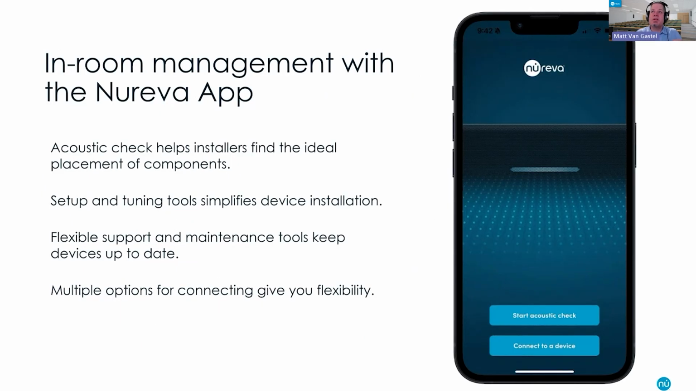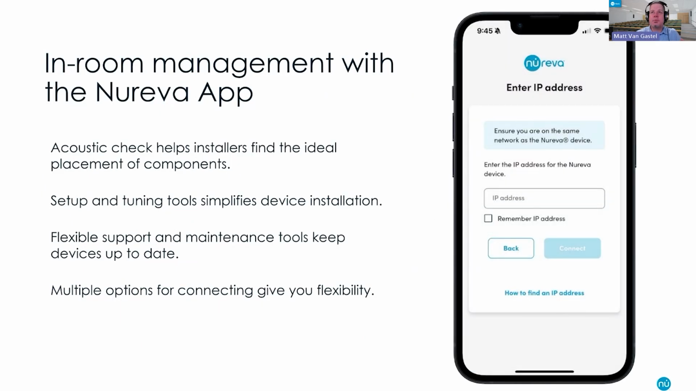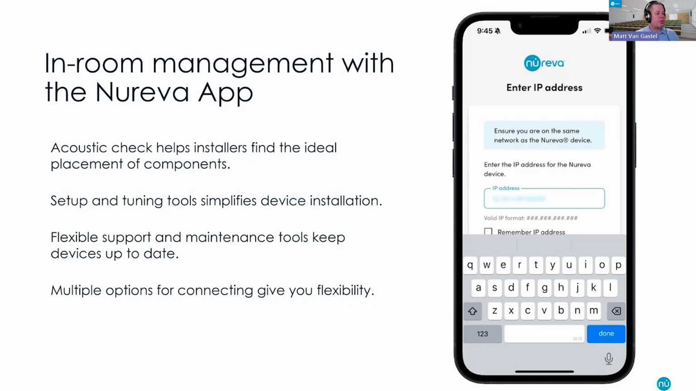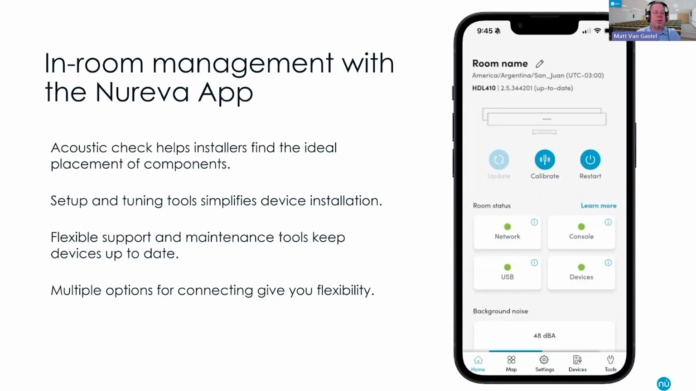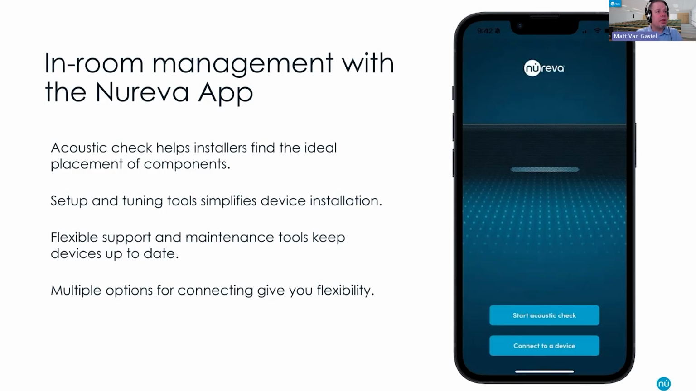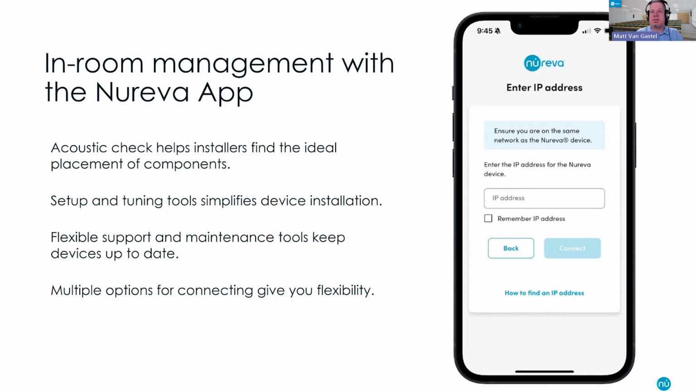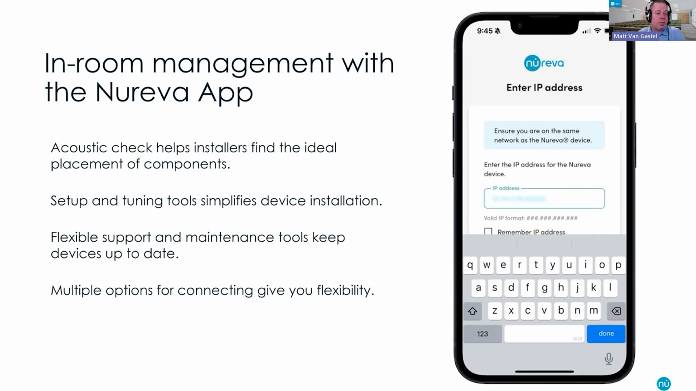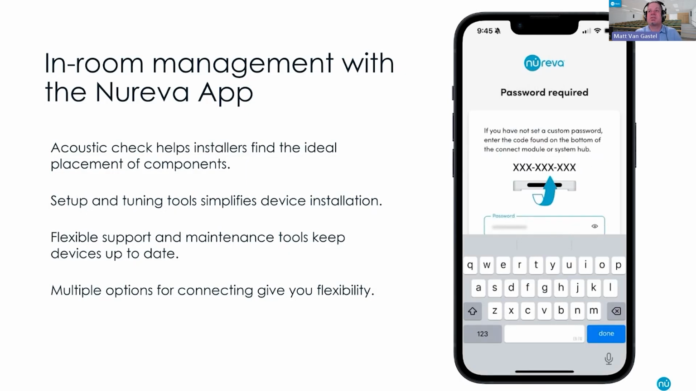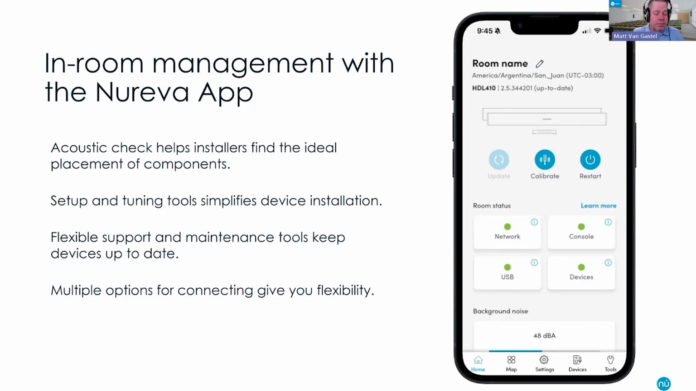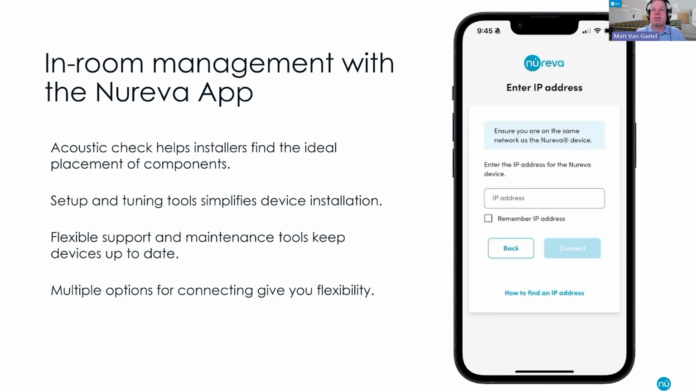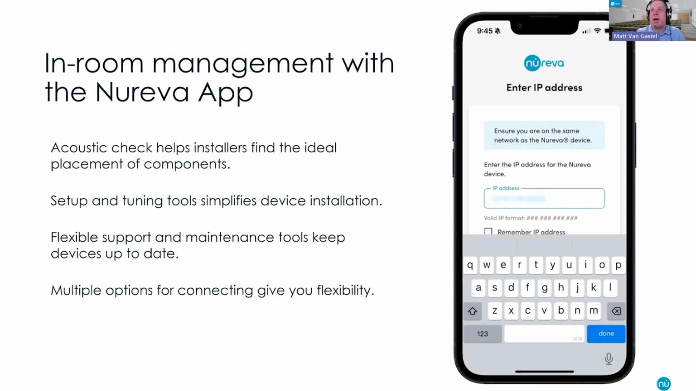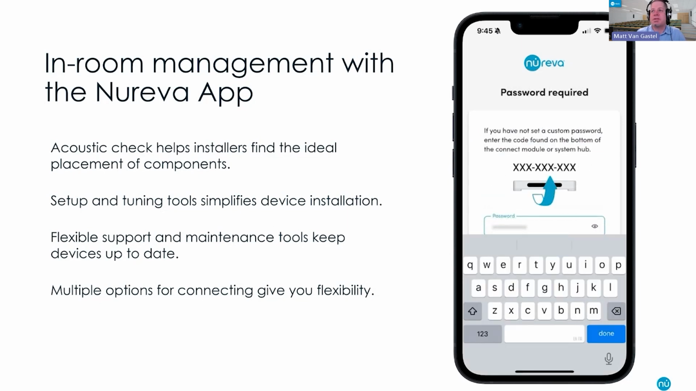Of course, in-room management with the Nureva app. Well, if you're not familiar, this acoustic check tool, and we've been talking about this in all these webinars that we do, the acoustic check tool is there to help you find the ideal placement of components. It's going to allow you a read on the reverberance of the space, and it'll allow you to go through and measure any noise in the room. That will be a calibrated app, as it is calibrated to the microphones in the iOS device. Again, does not work for Android devices, specifically the acoustic check, but it does work for iOS devices. Otherwise, everything else on the Nureva app will work for both types of devices.